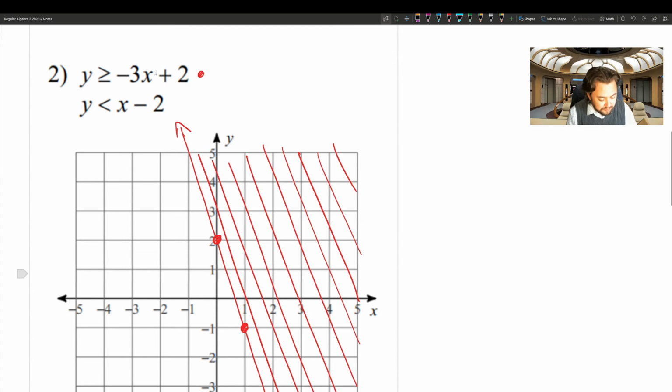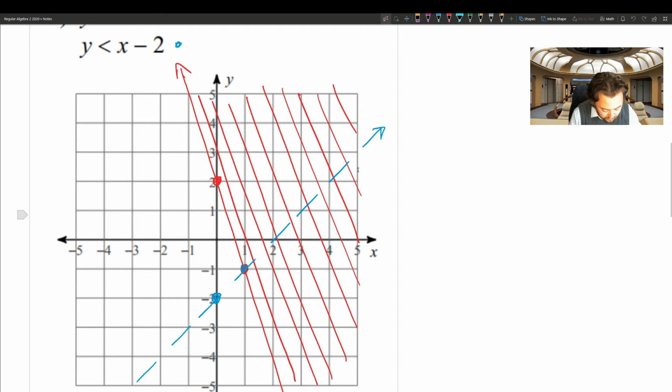The next one I'm going to do in blue again. I'm going to start with my y-intercept of negative 2, and my slope is 1 over 1. That's convenient. Now this time it does not have the equal to, so this is going to be a dashed line, and I'm going to sketch my dashed line. This one says y is less than, so we're going to be shading the bottom part of this one, this lower bit.